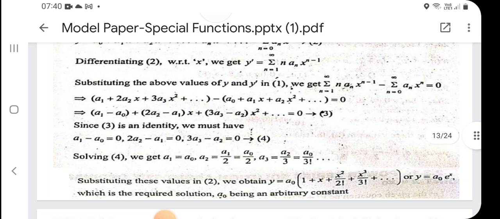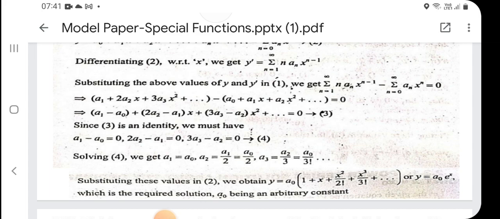Now a1 minus a0 equal to 0 means a1 equal to a0. Now 2a2 equal to a1, that is a2 equal to a1 by 2. a1 is nothing but a0, so a0 by 2. Now what is a3? 3a3 equal to a2, a3 equal to a2 by 3. Now what is a2? So a2 is nothing but a0 by 2. So a0 by 2 into 3, that is a0 by 3 factorial.